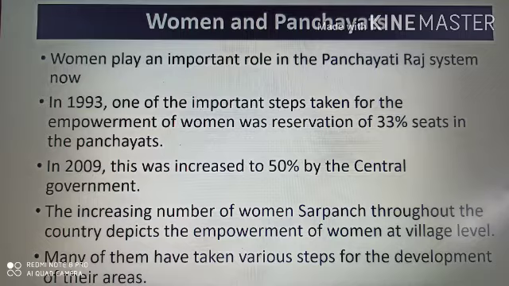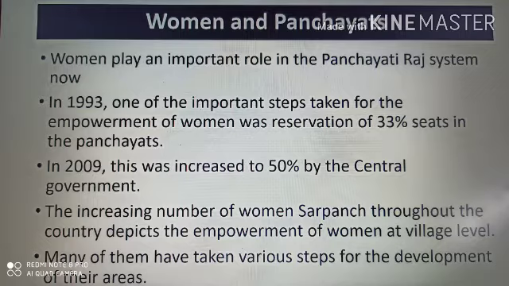Now, in the year 1993, one of the important steps taken for the empowerment of women was the reservation of 33% seats in Panchayats. So out of 100%, 33% of the seats are reserved for women. And later in 2009, it was increased to 50% by the central government. We have also seen that there were a few states which by themselves increased the reservation to 50% in their states.